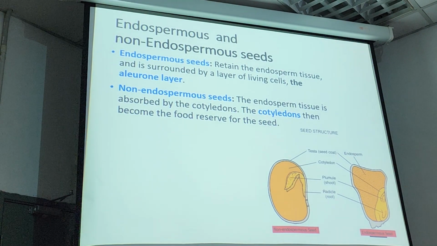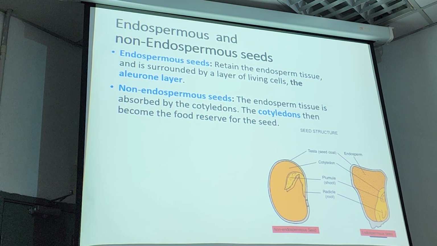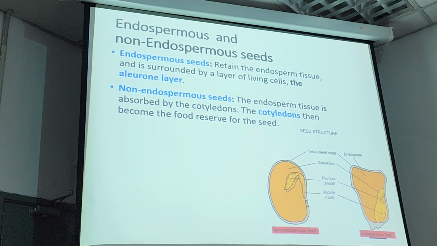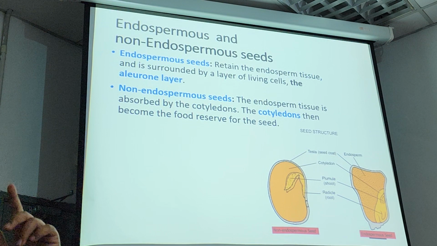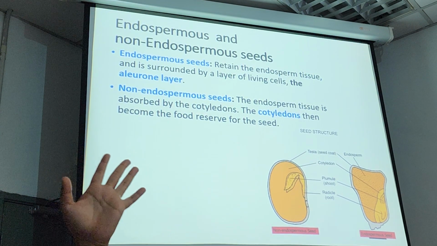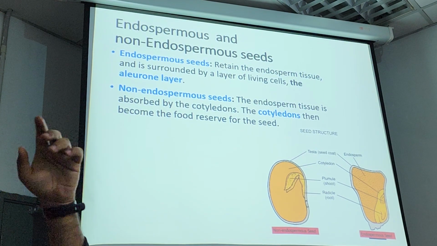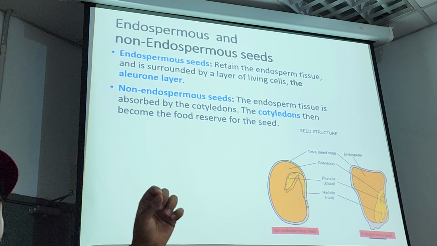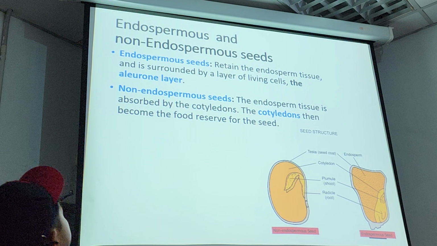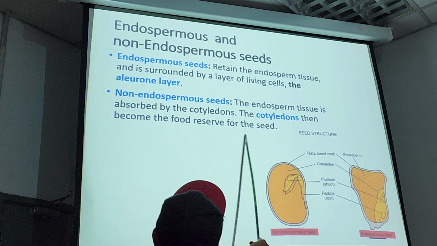The aleurone layer contains many hydrolytic enzymes. You see, when seeds absorb water and are ready to germinate, they need to break down the food reserve so that the embryo can use it. And this is the job of the aleurone layer. It releases a number of hydrolytic enzymes so that the complex sugars become simpler and the baby embryo can absorb and make use of them. For the non-endospermous seeds, the cotyledon becomes the food reserve.